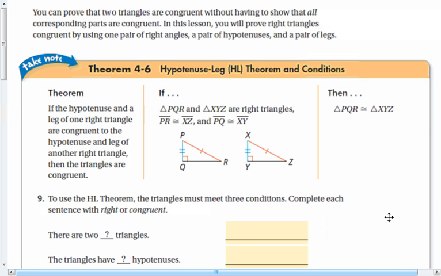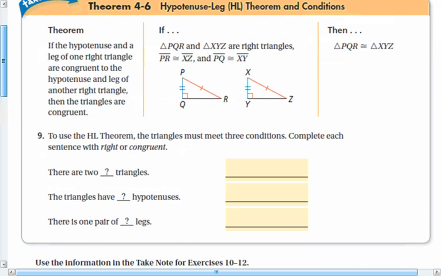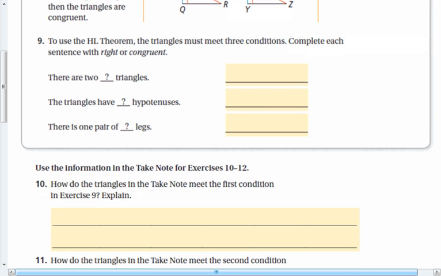Okay, we're going to use this new theorem, 4.6, the hypotenuse-leg theorem. It turns out if you have right triangles, you only need to have two sides of the triangles congruent. That's the hypotenuse and the leg. So go ahead and read this theorem and fill in the answers. You can check back.